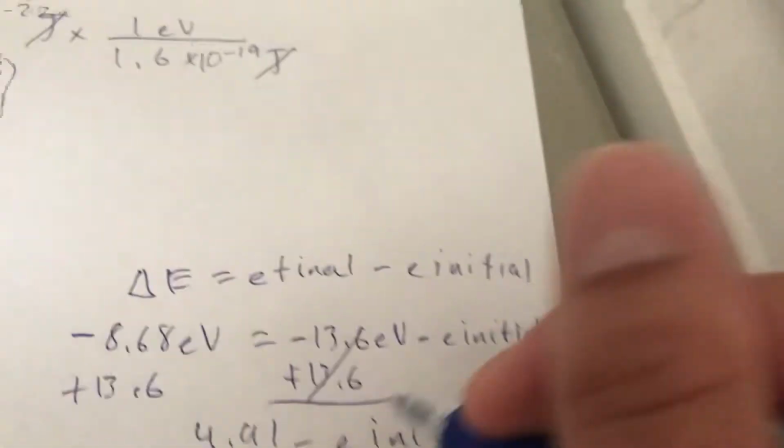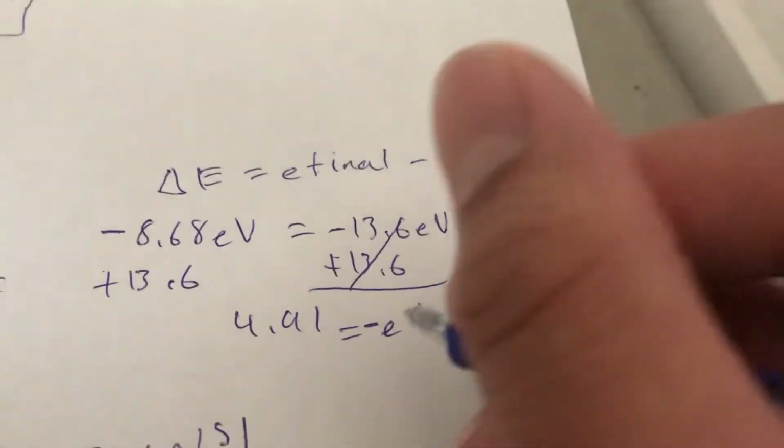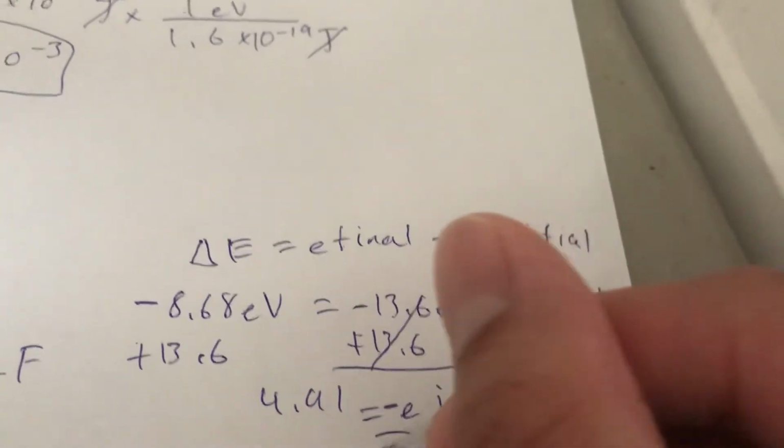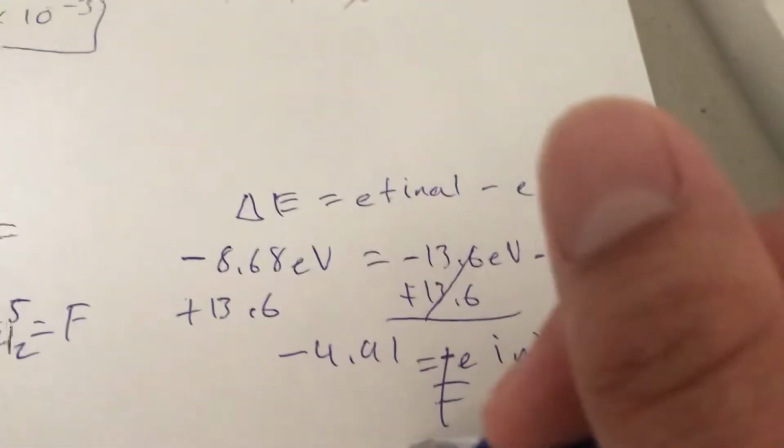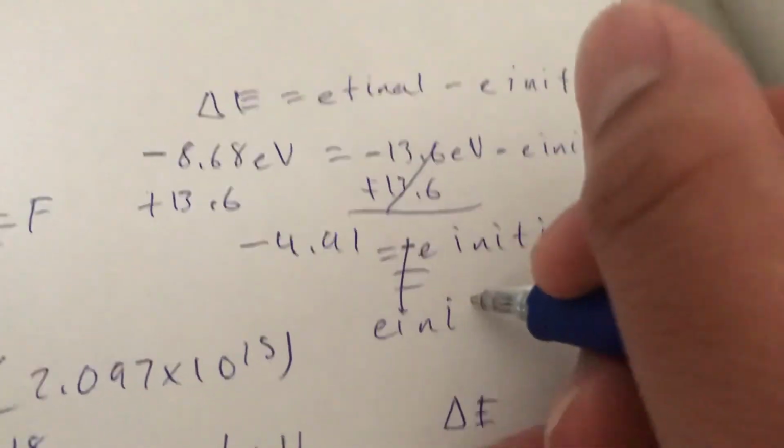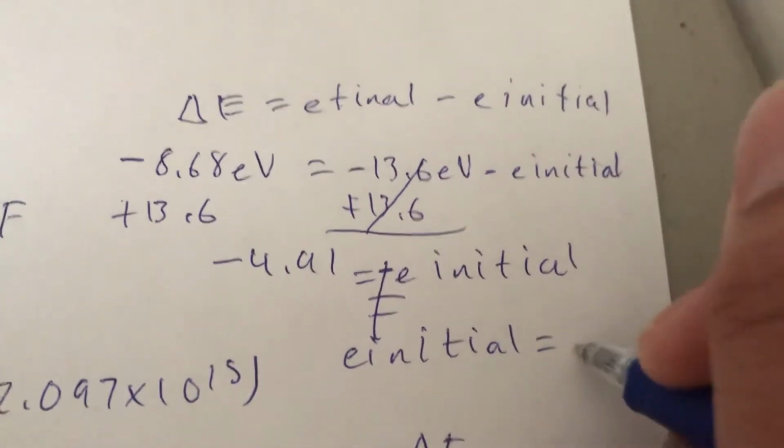However, there's still a negative sign in front of it. So in order to get this to positive, we have to divide by a negative. So our E initial is equal to negative 4.91. And the only one with negative 4.9 is n equals 5. So our initial is n equals 5.